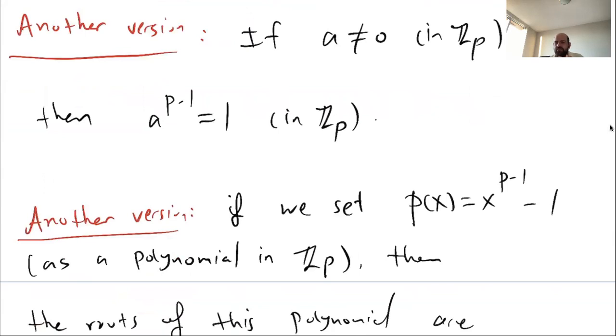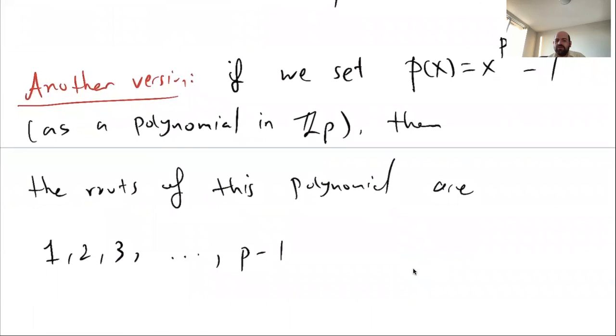Look here, I define my P of X to be X to the power P minus 1, minus 1, right? So what is P of A? P of A is A to the power P minus 1, minus 1, which is 0 according to this equality. So P of A equals 0 for every number A except 0, which means every number A except 0 is a root for this polynomial.